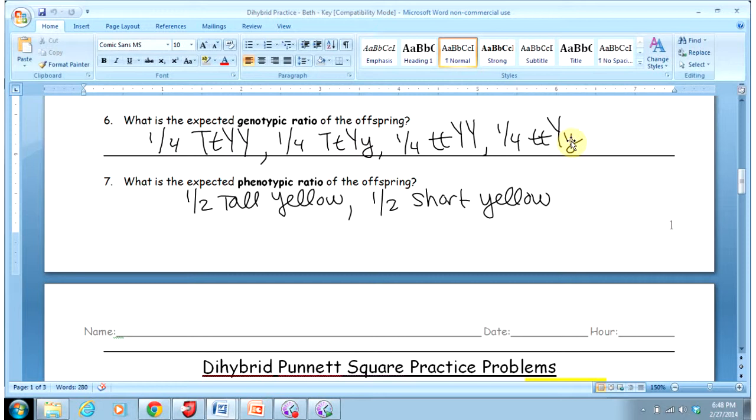I don't have to go through and count again to determine my phenotype ratios. I can just use my genotype ratios. So my first 2 genotypes shown right here would give me tall yellow plants. So I simply add 1/4 to 1/4, and I realize that half of my offspring will be tall and yellow. My second 2 genotypes would both give me short and yellow plants. So again, I'll add 1/4 to 1/4, and that gives me half of my offspring being short and yellow.